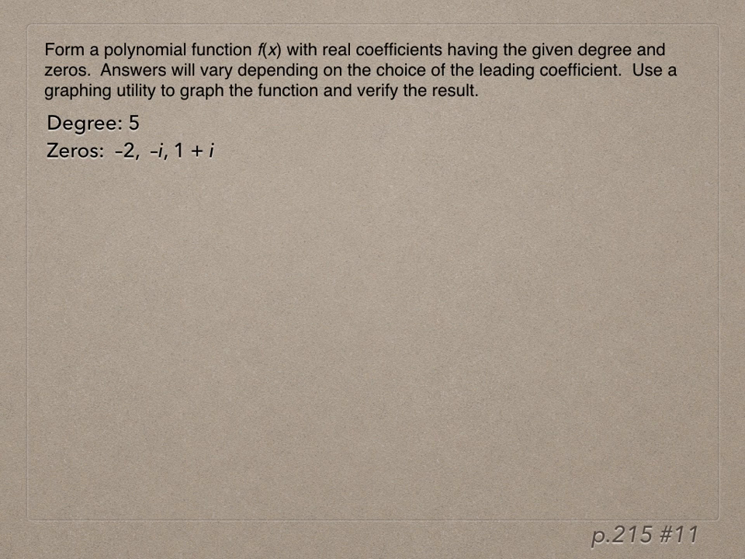This problem is more time-consuming. Form a polynomial function f of x with real coefficients having the given degree and zeros. The degree that's given is 5. There are 3 zeros that are given, one of which is real, the other 2 are complex. We can write this in factored form this way. Our job is to find all of the roots or all of the zeros and then multiply them together.